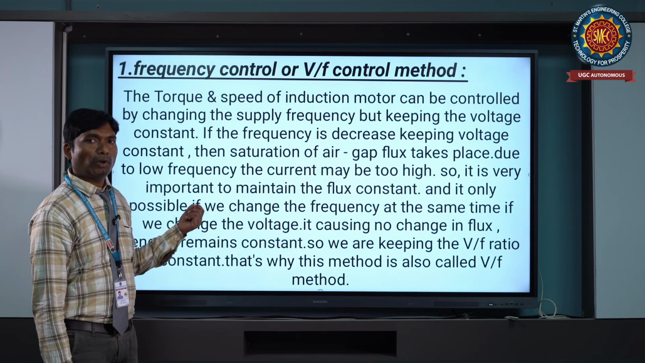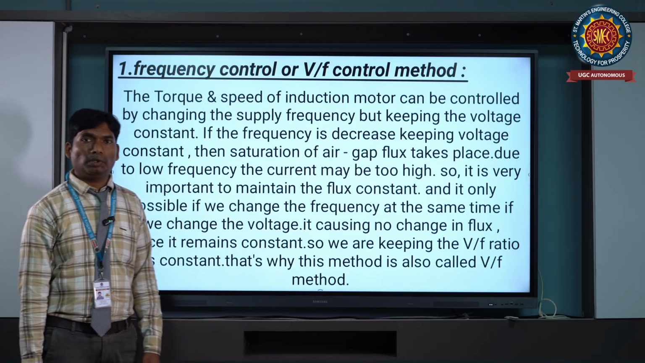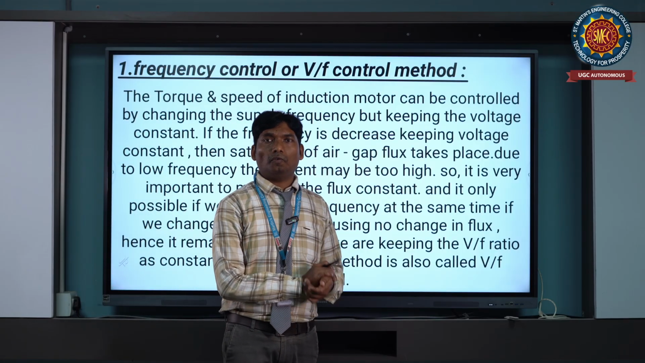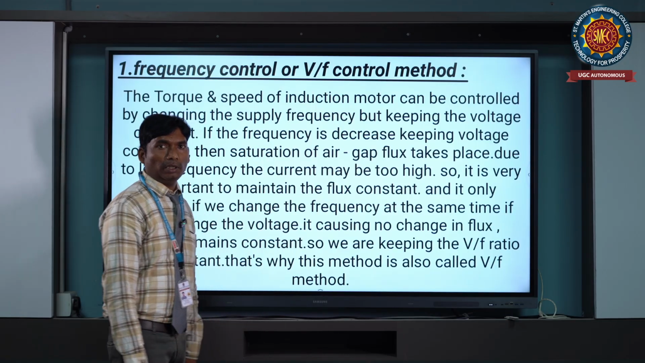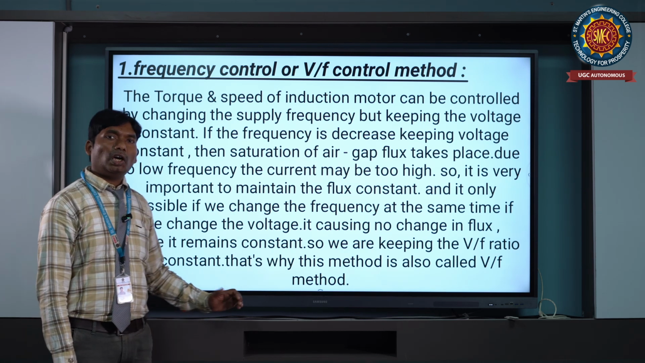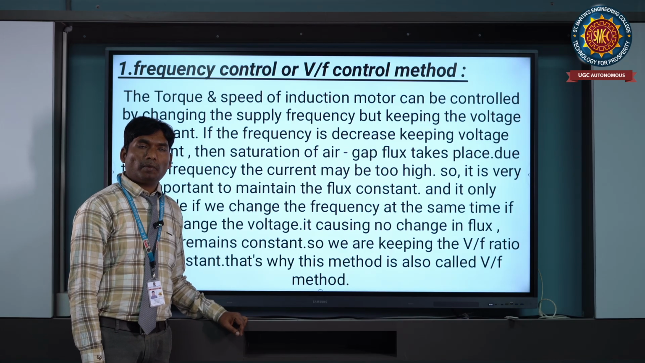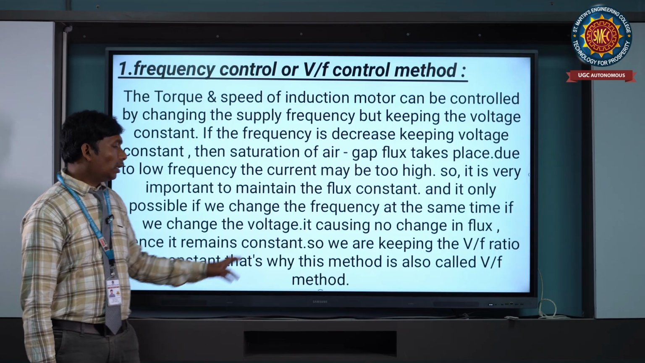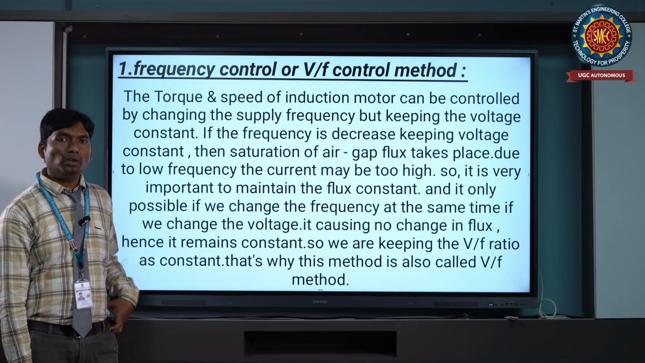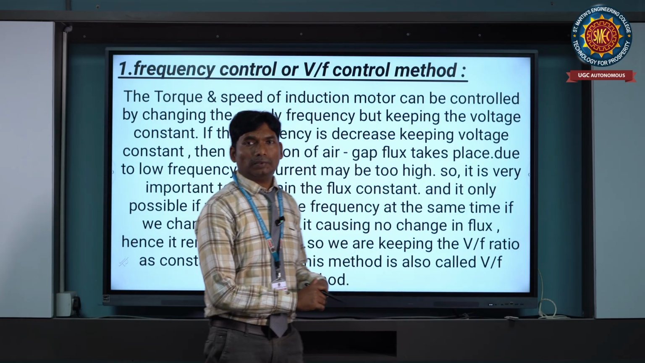Already we have seen a small derivation on how varying the frequency controls the speed of the induction motor. The induced EMF in a rotor conductor is E equals 4.44 F phi T Kw. E is directly proportional to the supply voltage. From that equation, we can write V by F equals 4.44 phi T Kw. So V by F is directly proportional to flux. By varying the supply voltage and frequency, we can control the speed of the induction motor.